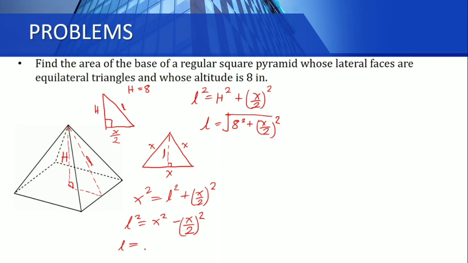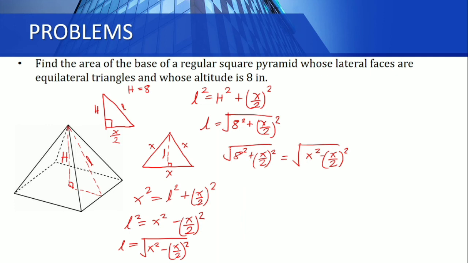Therefore, yung L natin will be equivalent to the square root of x squared minus x over 2 squared. So, meron na tayong value ng L in terms of x. So, pwede nating i-substitute, equate yung value ng L doon sa ating first equation. The square root of h squared plus x over 2 squared is equal to the square root of x squared minus x over 2 squared. So, pareho siyang naka-square root, so makakancel na lang yan.